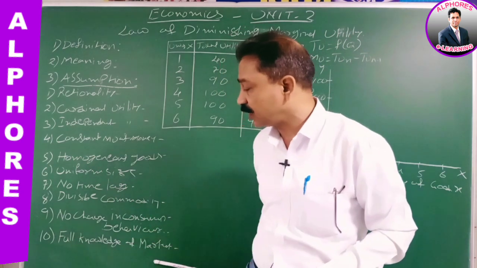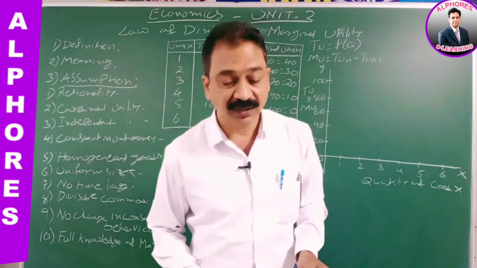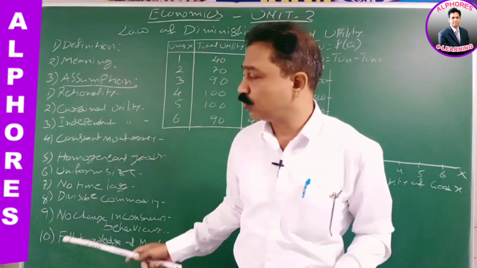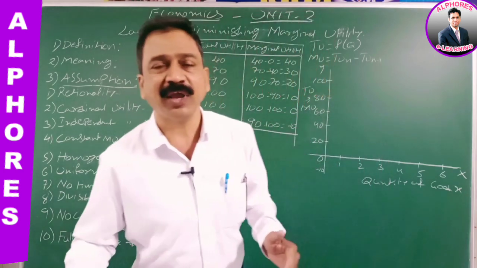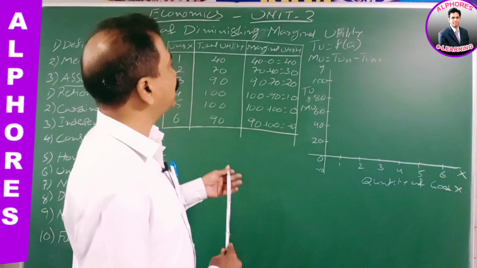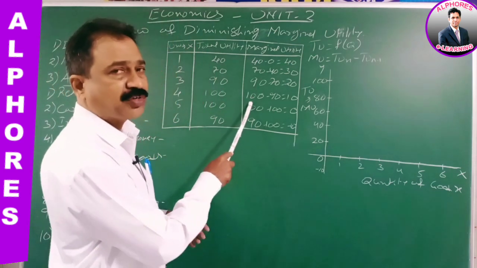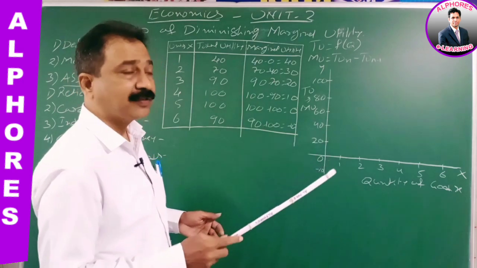Now this is the last one, full knowledge of the market. The assumption is that the consumer has full knowledge of the total market. Then only this law of diminishing marginal utility can be applicable. Now we will see with the help of this table how this law of diminishing marginal utility helps us to understand the law.